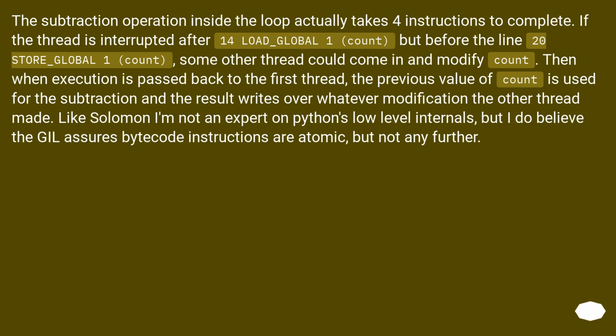The subtraction operation inside the loop actually takes 4 instructions to complete. If the thread is interrupted after 14 LOAD_GLOBAL count, but before the line 20 STORE_GLOBAL count, some other thread could come in and modify count. Then when execution is passed back to the first thread, the previous value of count is used for the subtraction and the result writes over whatever modification the other thread made.